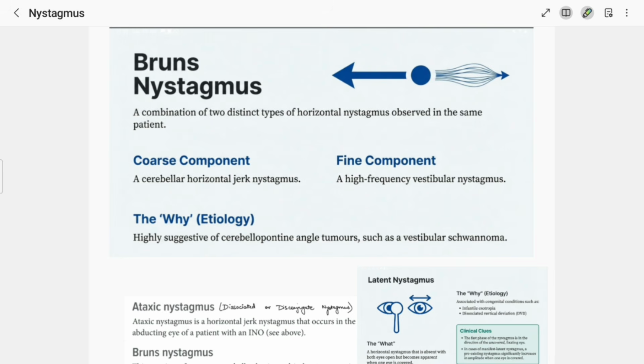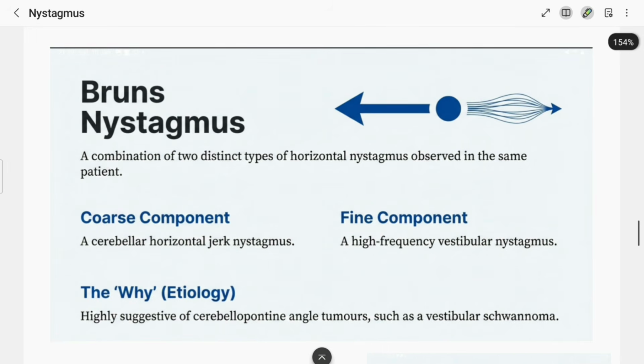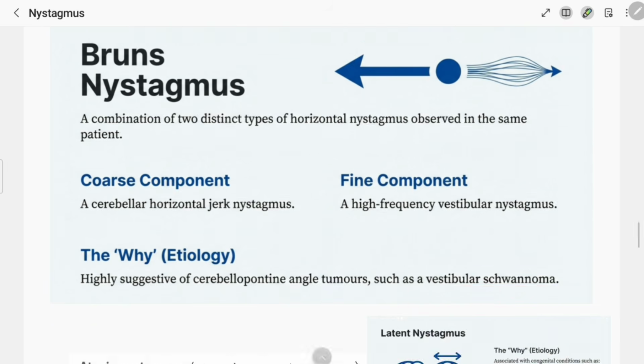Coming to the next one, that is Bruns nystagmus. It is the second type of horizontal nystagmus, and it combines two distinct types of horizontal nystagmus observed in the same patient. One is the coarse component, which is a cerebral horizontal jerk nystagmus, and the other is the fine component, which is a high frequency vestibular nystagmus. So the same patient has a jerk nystagmus and a vestibular nystagmus. The jerk one is obviously the coarse component, and the vestibular nystagmus is the fine component. It can be suggestive of cerebellopontine angle tumors, CPA tumors, such as vestibular schwannoma.